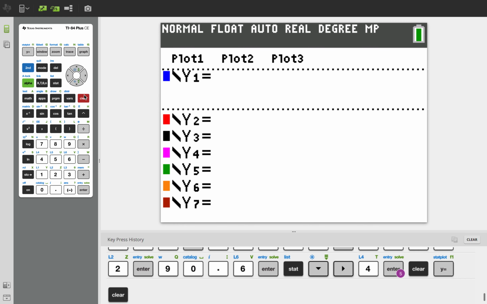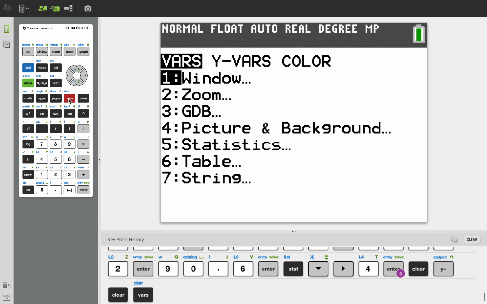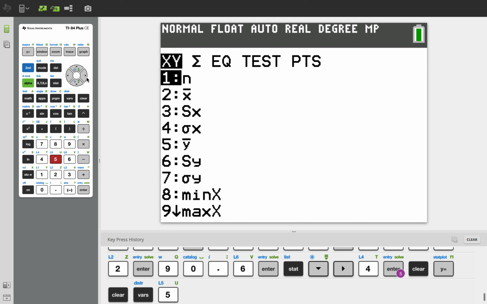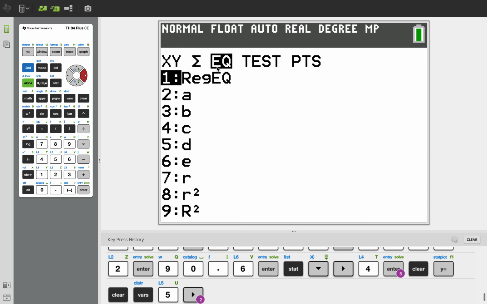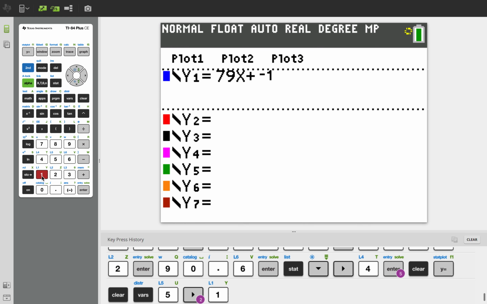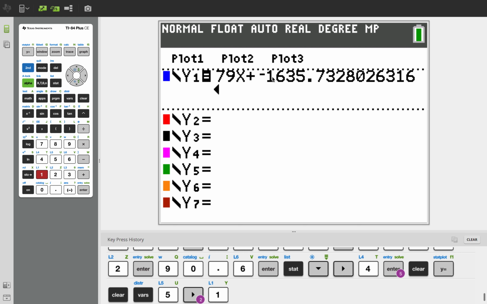We got to clear whatever's there, and we need to press VARS next. VARS, number 5 for statistics. You go to the right until you get to EQ, which is equation, and press number 1. What that's going to do is the equation that you just got, it's going to drag and paste it with all this accuracy. So do you see how we only had like 1635.73? It's going to give you all those decimal values that follow, and this is going to be really precise. So it's very important to be precise in these questions.